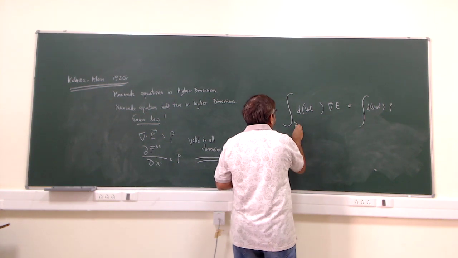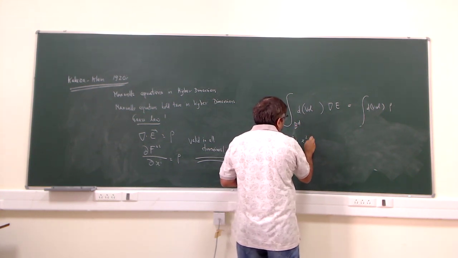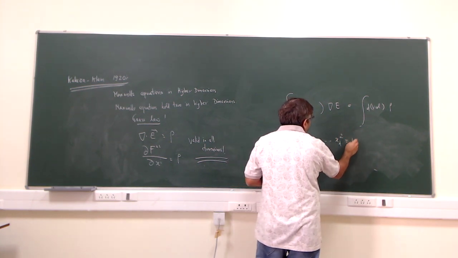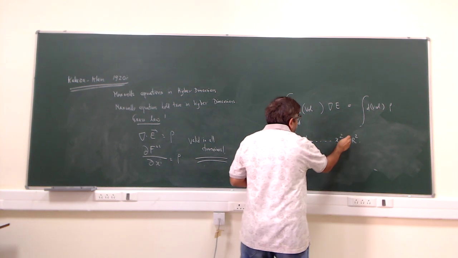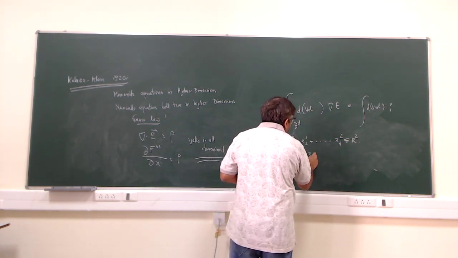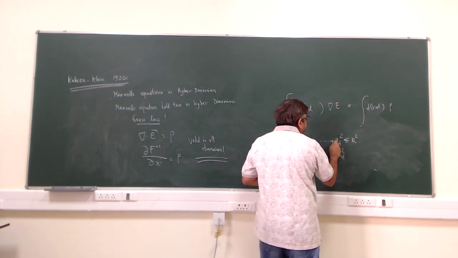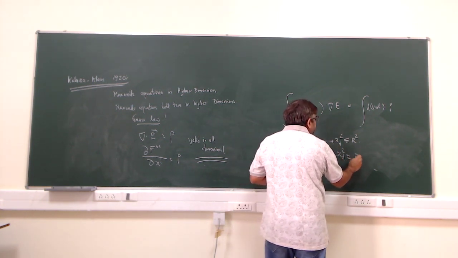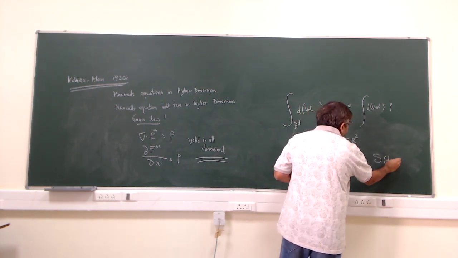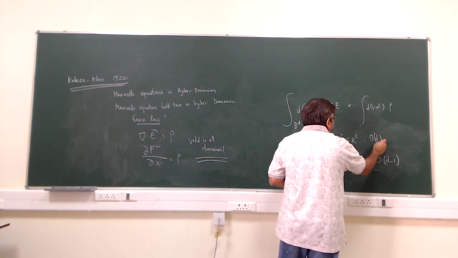some d-dimensional surface, so this is x1 square, x2 square, xd square is less than or equal to r square. And then we have x1 square plus x2 square plus x3 square is equal to r square. This I call a surface of dimension d minus 1. This is some surface of dimension d.